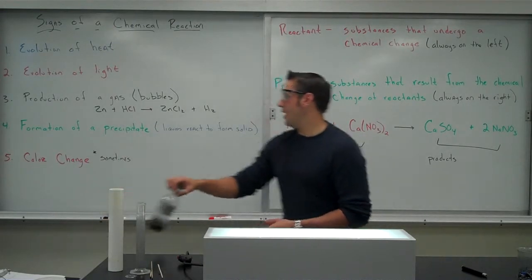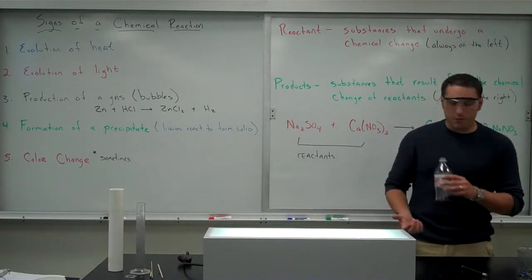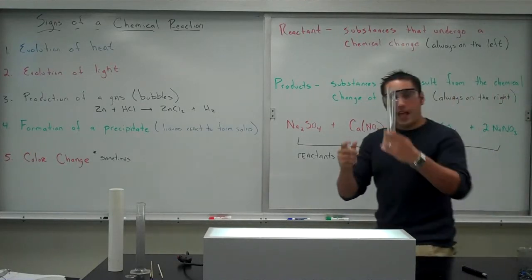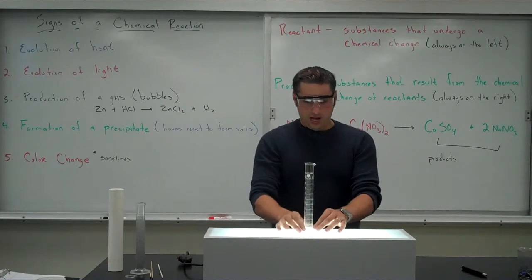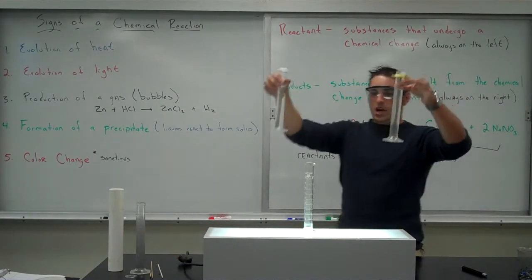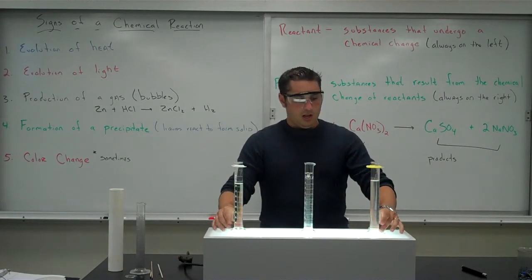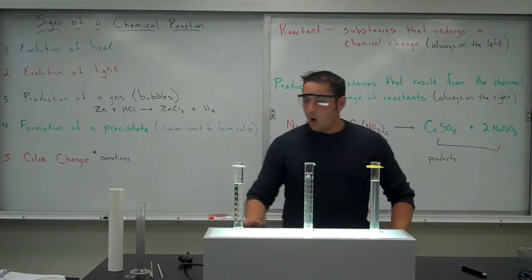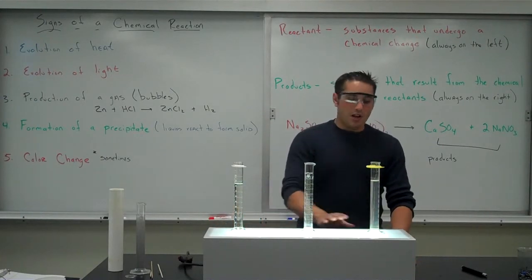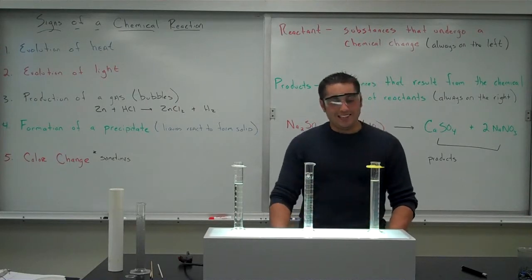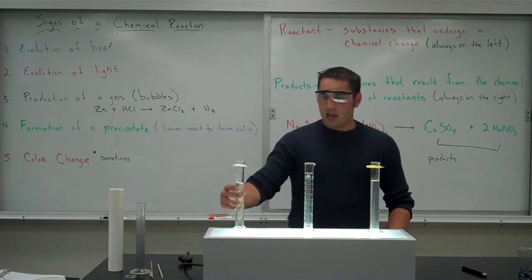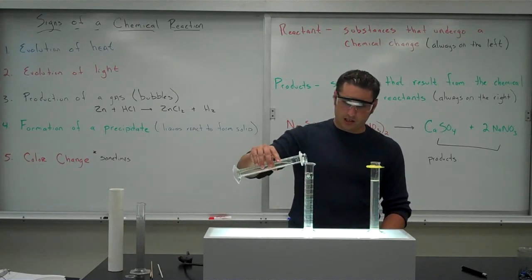My fourth sign of a chemical change is the formation of a precipitate. And what I have to help with that, again, is another graduated cylinder, because they're a nice size for what we're doing. And I have two other graduated cylinders that have different substances in them. The one here on the right is potassium iodide. The one here on the left is lead(II) nitrate. So what happens here is I'm going to put the potassium iodide into an empty graduated cylinder.